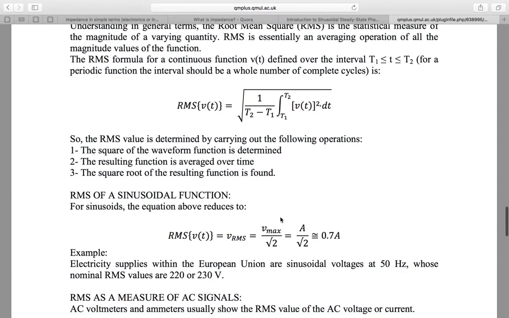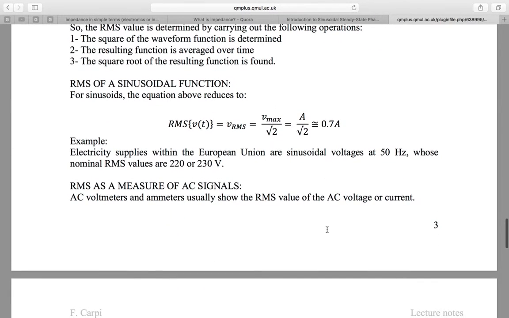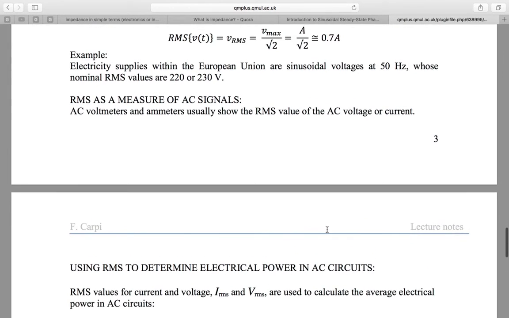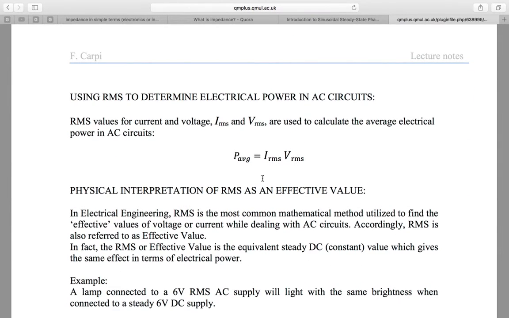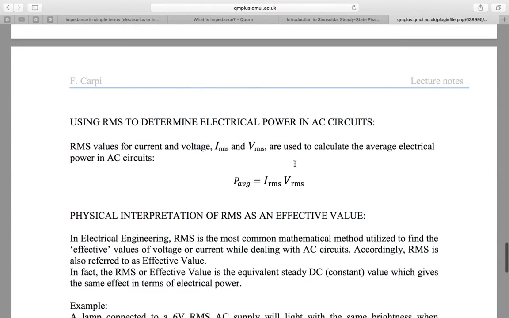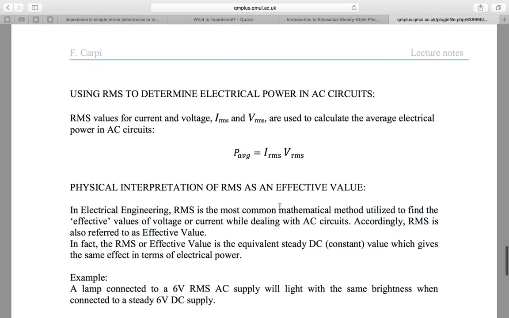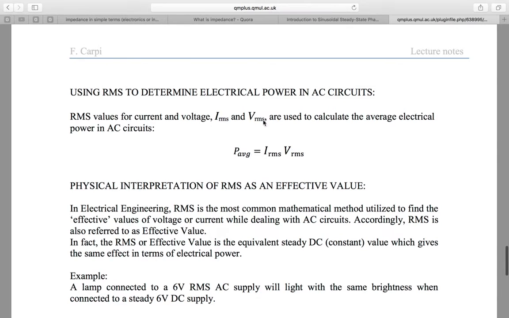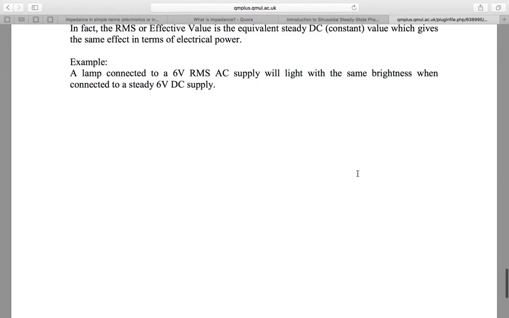But for our case, the whole equation can be simplified to V max over square root of 2. I'm not sure what A is, but basically V max over square root of 2 will give you the RMS. And RMS is quite effective to find the effective current and voltage in AC, alternating current, circuits. One thing to remember is that once you find the IRMS and VRMS, the average power can be found with this formula, which is pretty straightforward. And that's all you need to know.